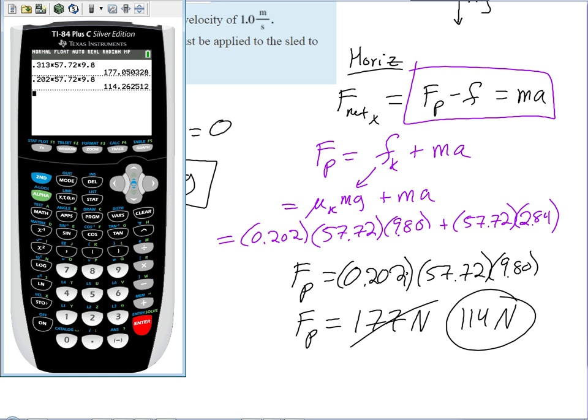Because that's the calculation resulting from the frictional force, plus 57.72 times 9.8. Oops. No, times 2.84. Sorry. Right, not times 9.8. So 278 newtons is what I get from all this stuff.